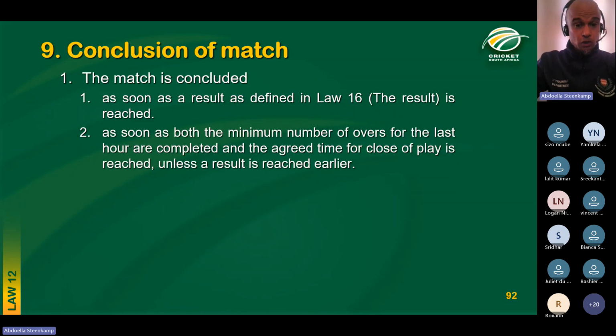The match is also concluded as soon as both the minimum number of overs in the last hour and the agreed time of play has been reached. We just in the previous slide spoke about the last hour, which is from 4 o'clock till 5 o'clock, where a minimum of 20 overs needs to be bowled. So as soon as the 20 overs is bowled and we've reached our cessation time of 5 o'clock in the last hour, the law now tells us that the match is also concluded.